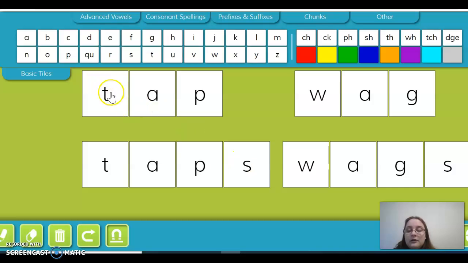So if we know that TAP says tap, we don't really need to sound out this part of the word again. So we know that's tap, taps. But we'll sound it out again anyway. So we have t, a, p, s, taps. She taps her pencil. James taps his pencil. Okay?